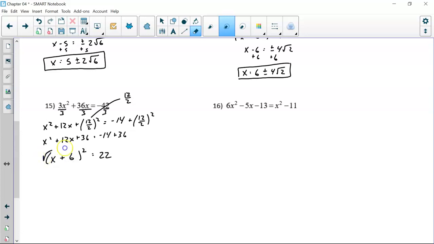Now, you take the square root of both sides. X plus 6 equals plus or minus, and we can't simplify the square root of 22, so we leave it as the square root of 22. And then just subtract 6 from both sides. X equals negative 6 plus or minus the square root of 22. And there's our answer.